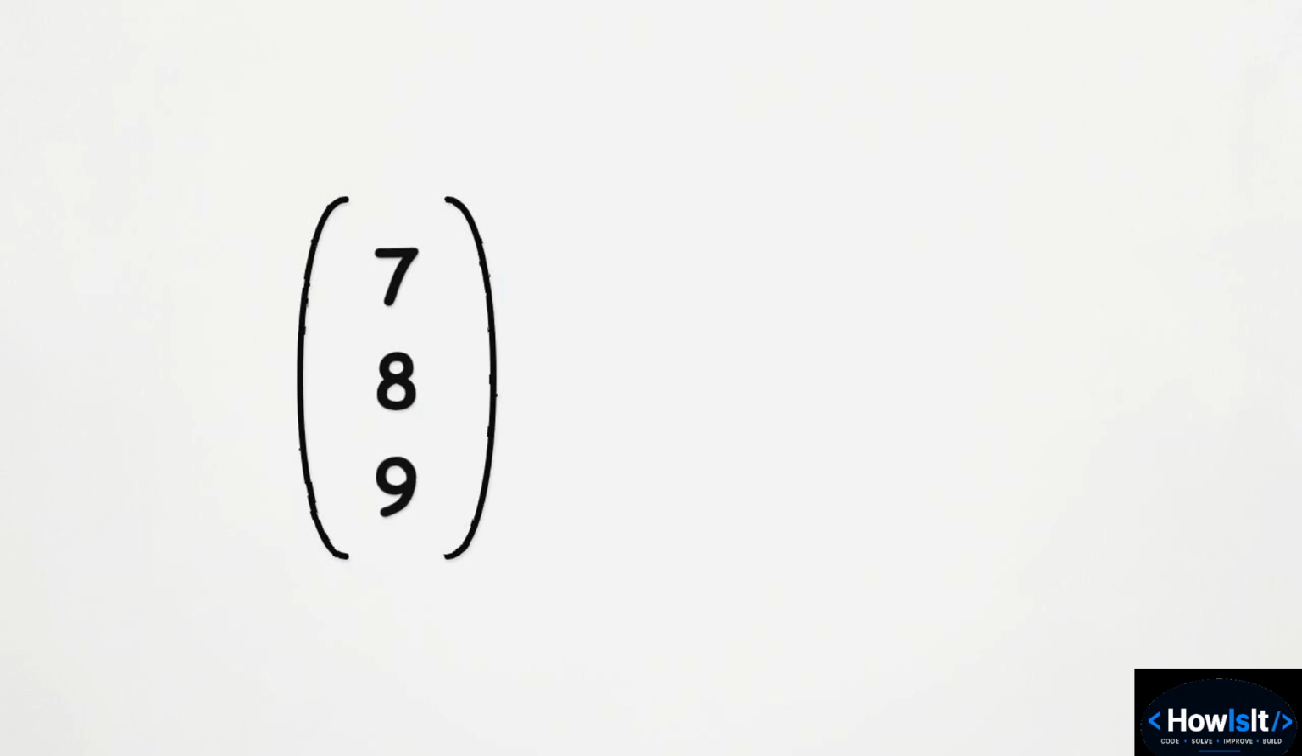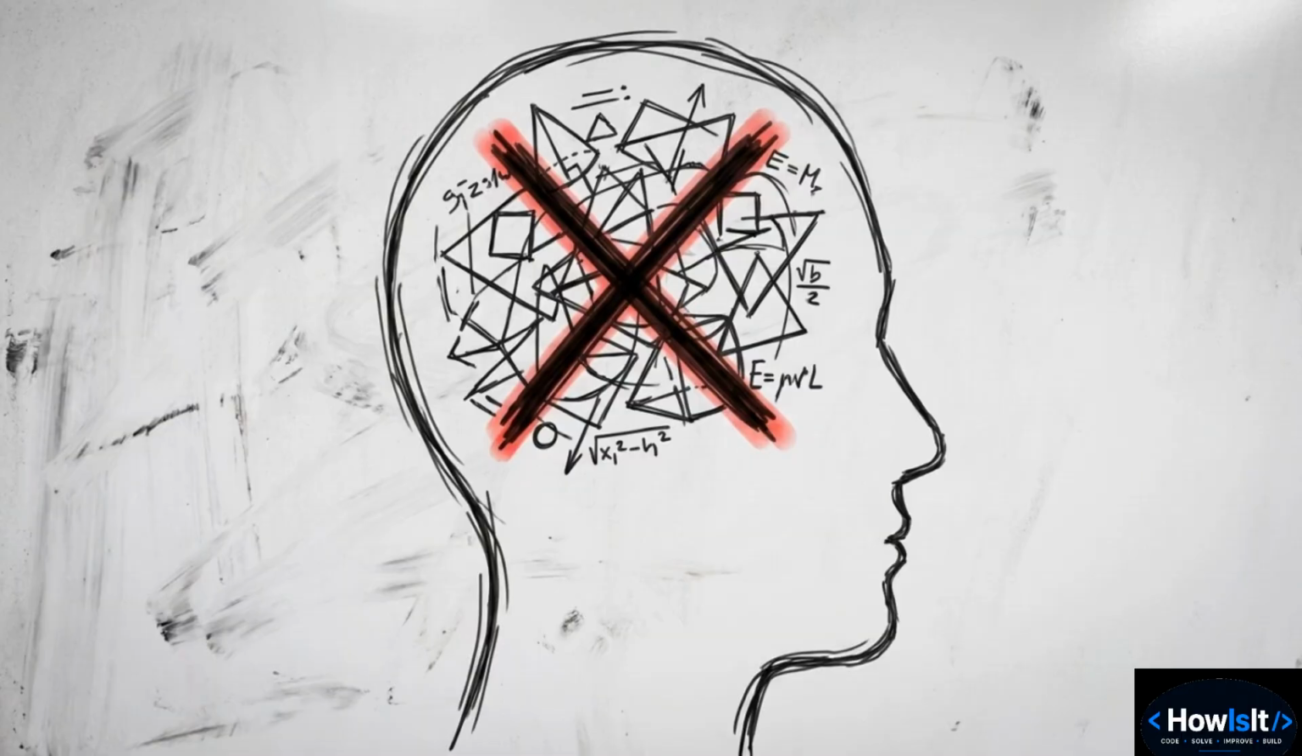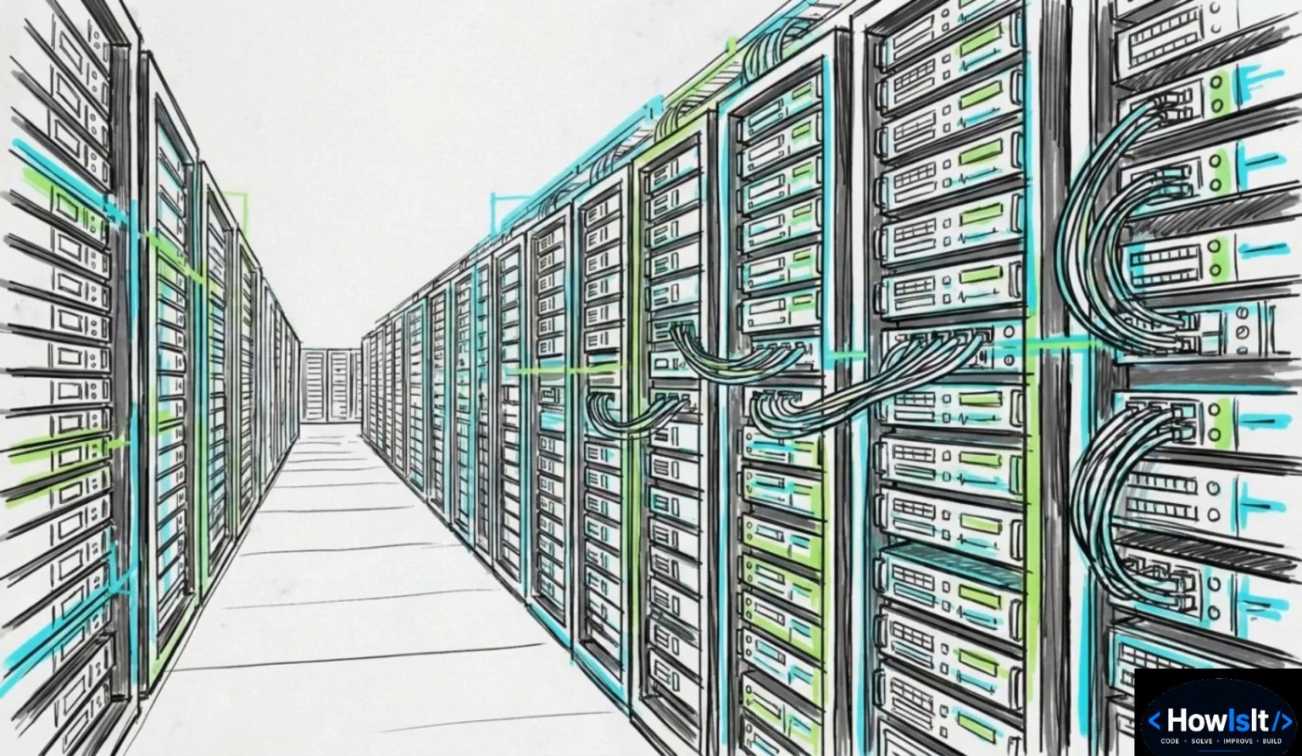Here is a tall, narrow matrix with 3 rows and 1 column, holding the numbers 7, 8, and 9. Pause the video and predict exactly what dimensions and shape it will take after a transpose. Applying our ij mapping rule means you do not have to rely on visualizing complex shapes in your head, which eliminates spatial reasoning errors when you are handling large datasets.